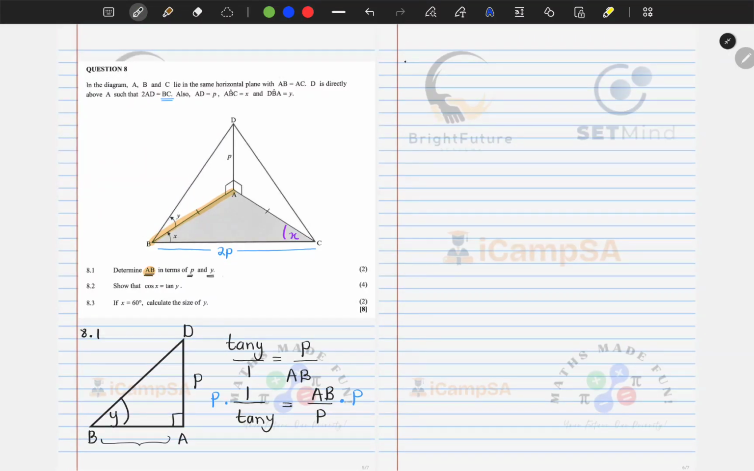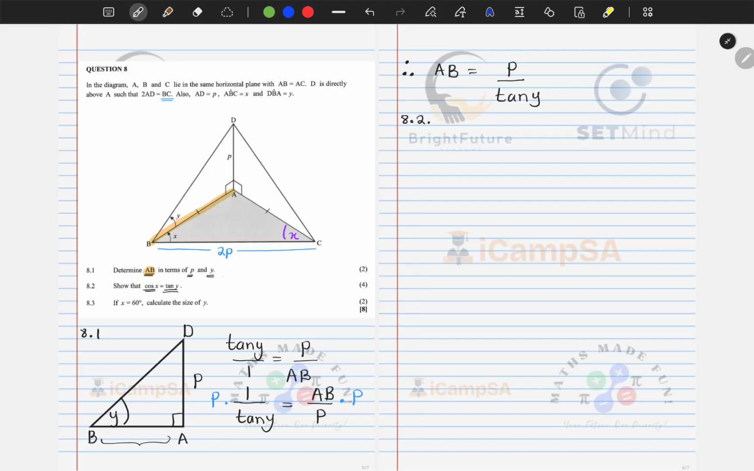It will give us a final answer, which is going to be AB equals P divided by tan of Y. Okay, that is what AB is going to be as a side. Now, with that in mind, we are required to show that cos of X is equal to tan of Y. So let's go to 8.2.